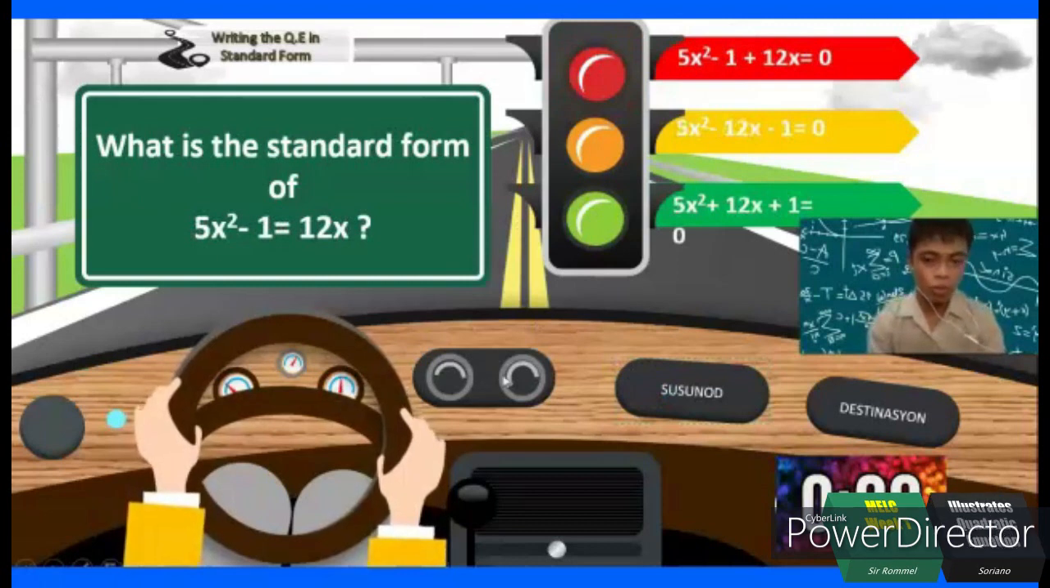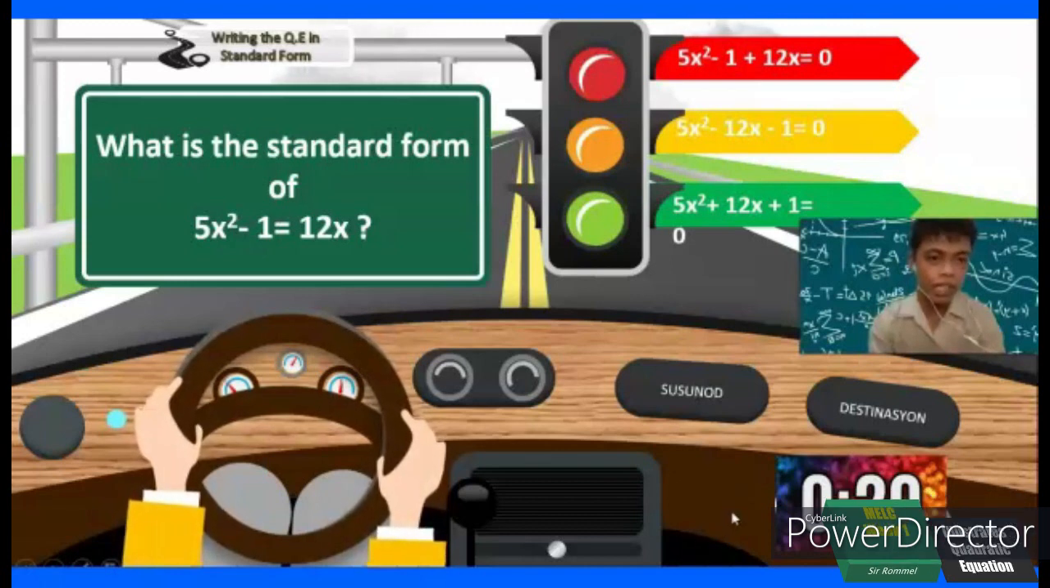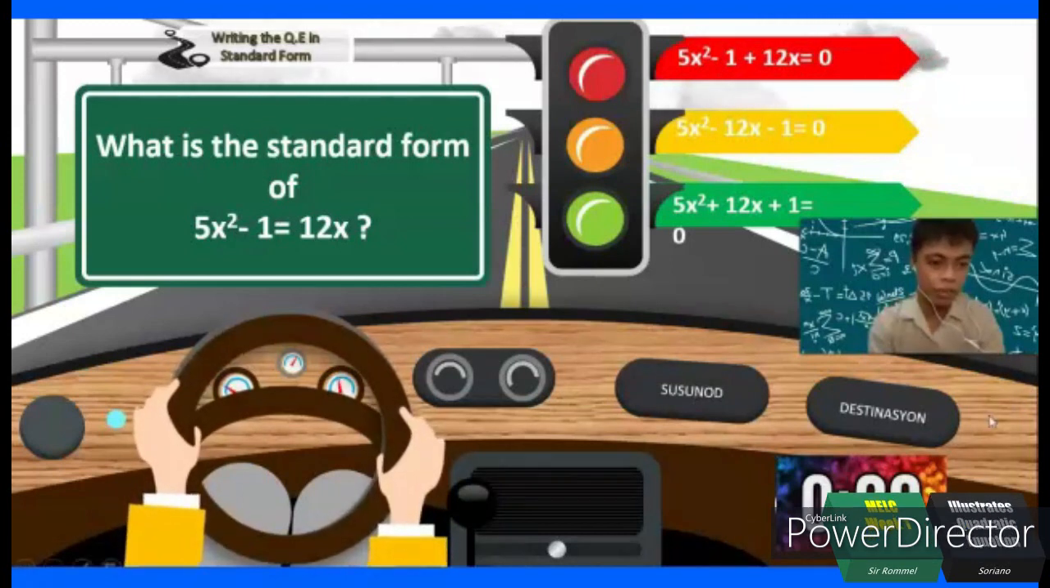Question number 2. What is the standard form of 5x squared minus 1 equals 12x? Sa red ba? 5x squared minus 1 plus 12x equals 0. Sa yellow ba, 5x squared minus 12x minus 1 equals 0? Or sa green, 5x squared plus 12x plus 1 equals 0? Go!